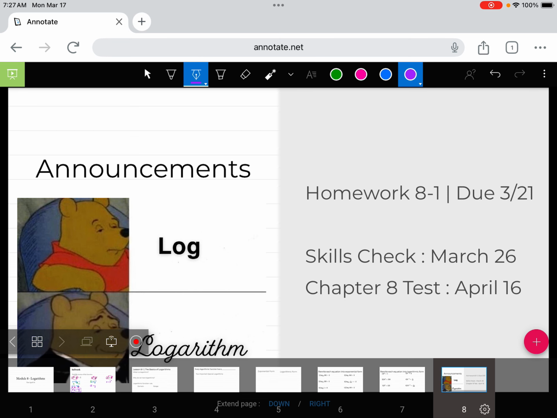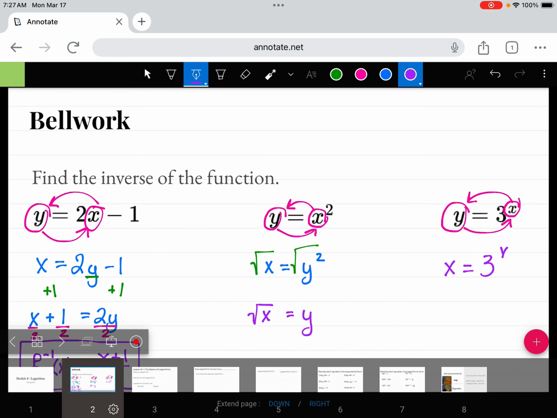And April 16th will be when the test is. That's my best friend. Oh, well, congratulations to your best friend.